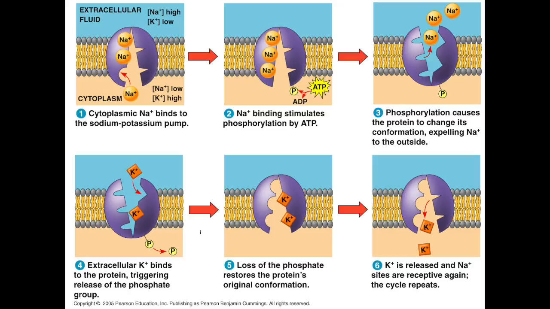triggers release of the phosphate group. Loss of the phosphate group restores the protein's original shape, which has a lower affinity for K plus. K plus is released, affinity for Na plus is high again, and the cycle repeats all over.